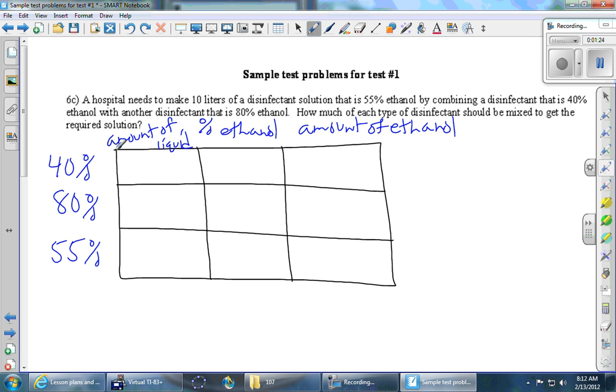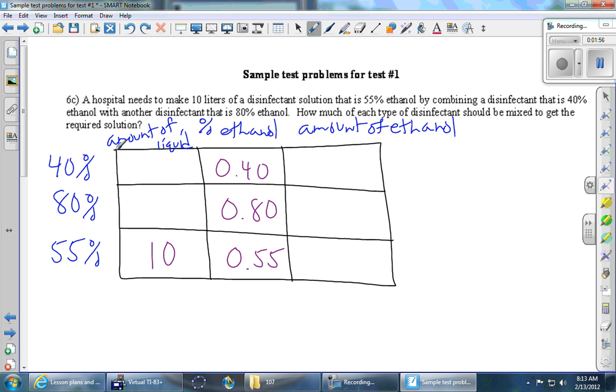Okay, let's fill in the stuff that we know. The percent column is pretty easy. Make sure you write these percentages as decimals. So 0.4, 0.8, and 0.55. We're trying to make 10 liters total, so where does that 10 liters go? Well, it's an amount of liquid, not an amount of ethanol. So it's in the first column, and it's supposed to be the 55%, the mixture. So that 10 goes down there. And I think that's about all from the words in the problem.